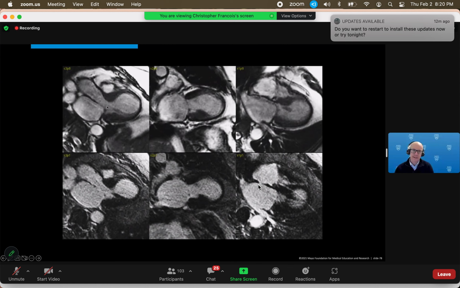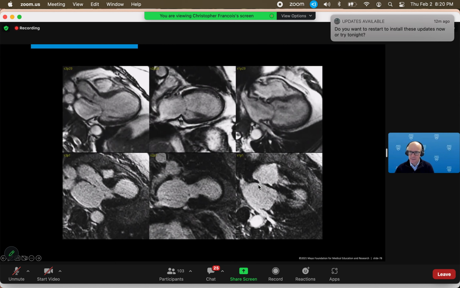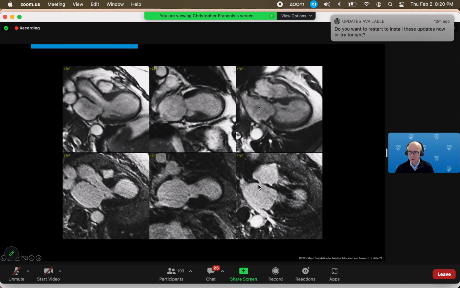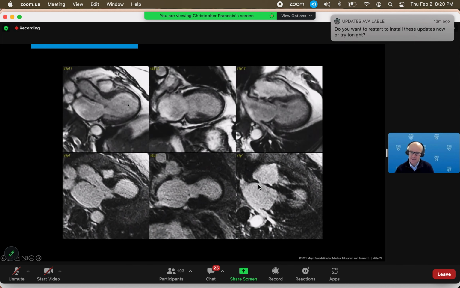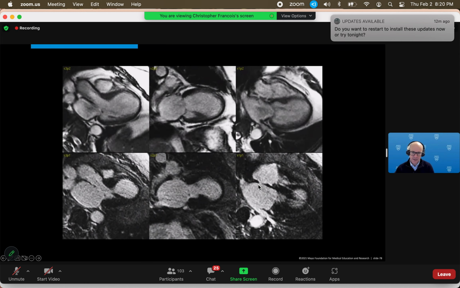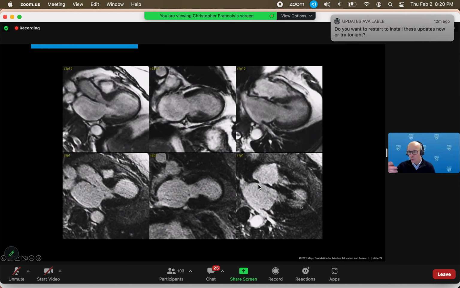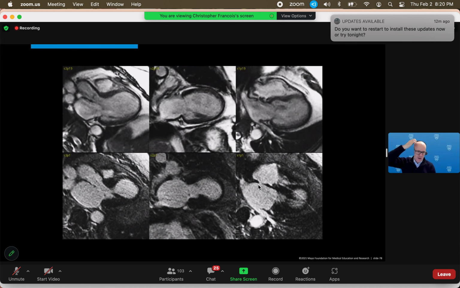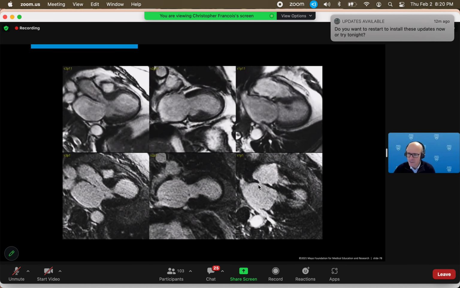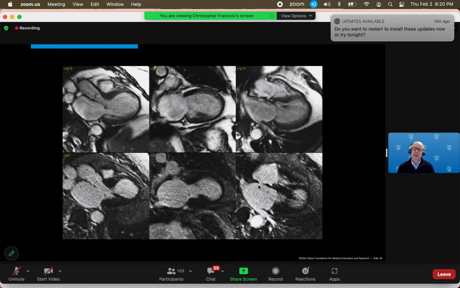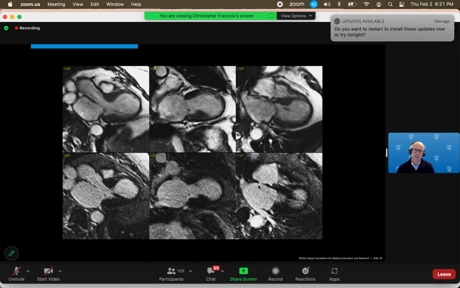What you see here on the cine images, these long axis cine images, is akinesis of the apical left ventricle. The basal left ventricle still is contracting very nicely. And then on the late gadolinium enhancement images, in this case, we do not see any enhancement. Originally, it was thought that you never saw enhancement in stress-induced cardiomyopathy, but as we've imaged these patients more and more, they do occasionally have small areas of ischemia.